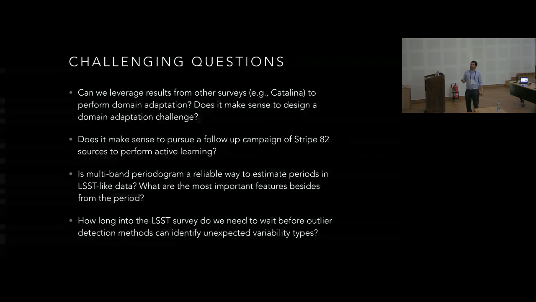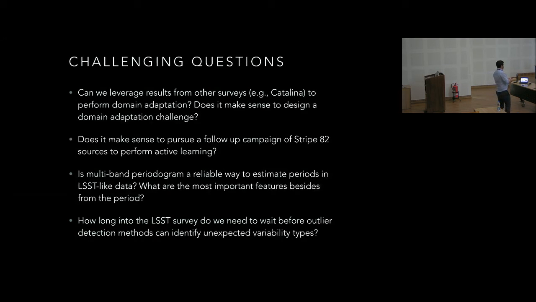In terms of active learning, does it make sense to do follow-up on some of the sources we have, for example in the Stripe82 data set, to see if we can improve the performance of the existing classifier by following up particular sources and doing spectroscopic observations of them, for example? What about period finding? Do we believe that this is a promising approach? There are other ways to find periods, and we should make sure that we use the appropriate one that is fast and accurate, and that might be difficult to find, as Matthew can tell you about.